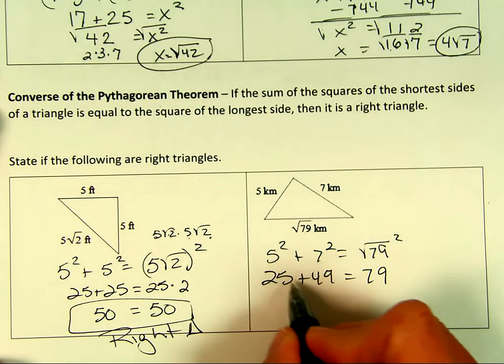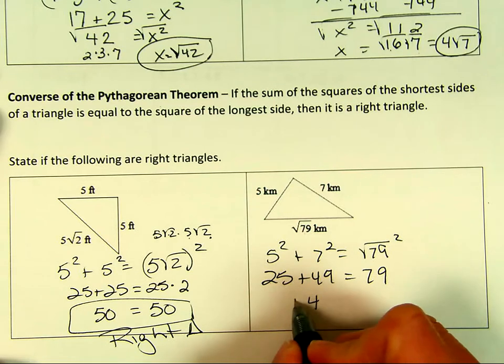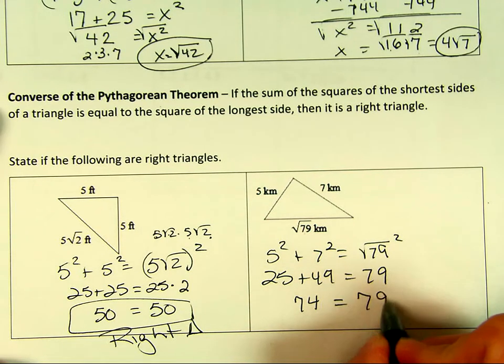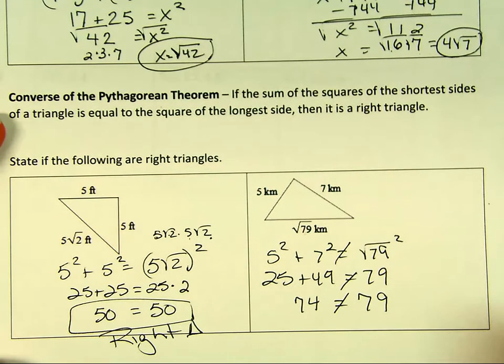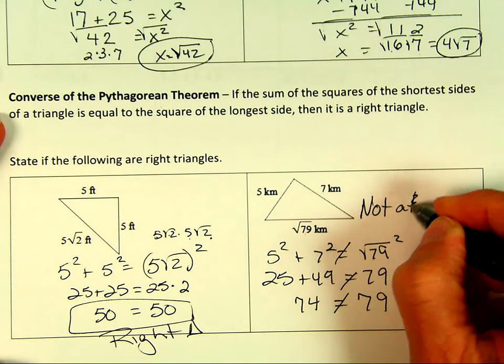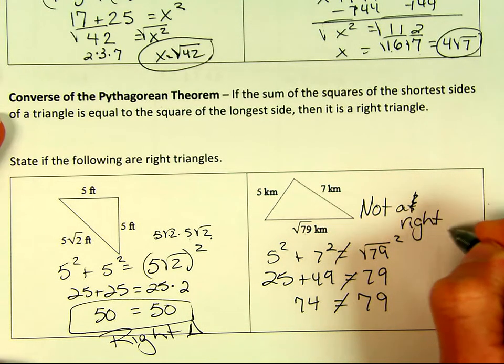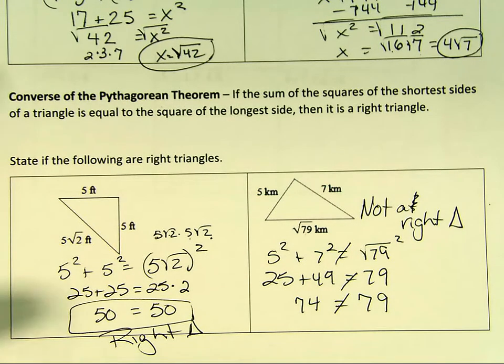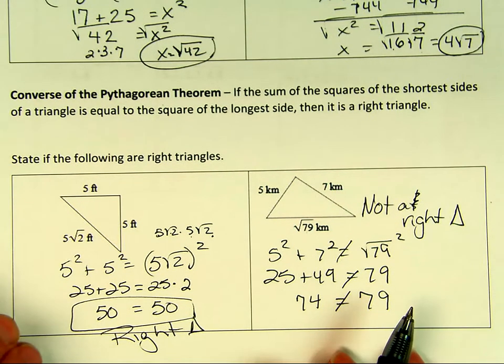So when I add these up, I get 74. Does that equal 79? It does not. So this is not a right triangle. So those are the two ways you can use the Pythagorean theorem and the converse to find missing parts or to say whether it's right or not.